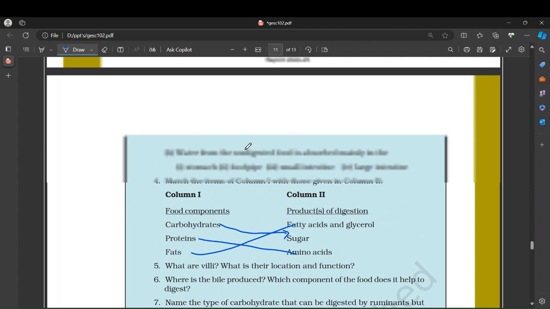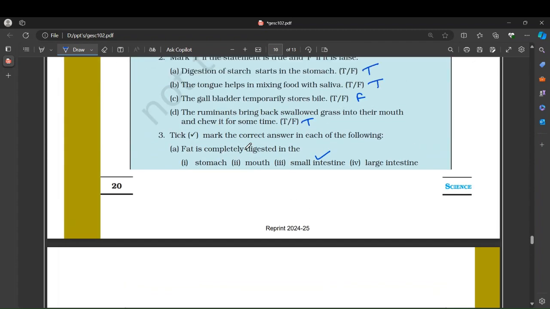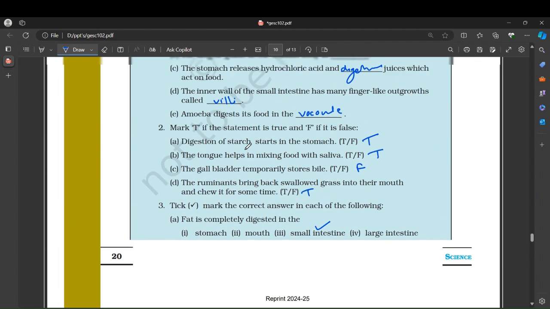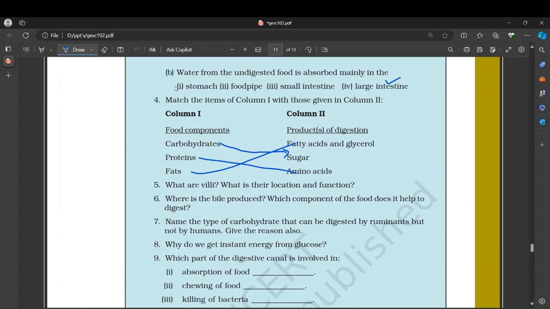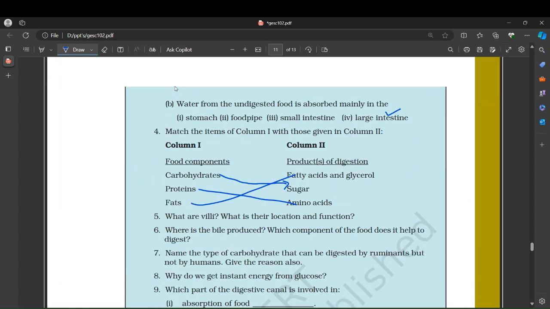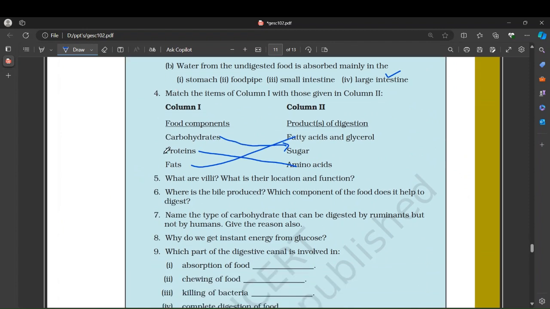So what are the villi? These are the small projections on the inner wall of the small intestine. This is the answer for that. They are the villi. And what is their location? Same as before. And their function? They absorb the food nutrients. Where is the bile produced? It is in the liver. And which component of the food does it help to digest? It digests fats.